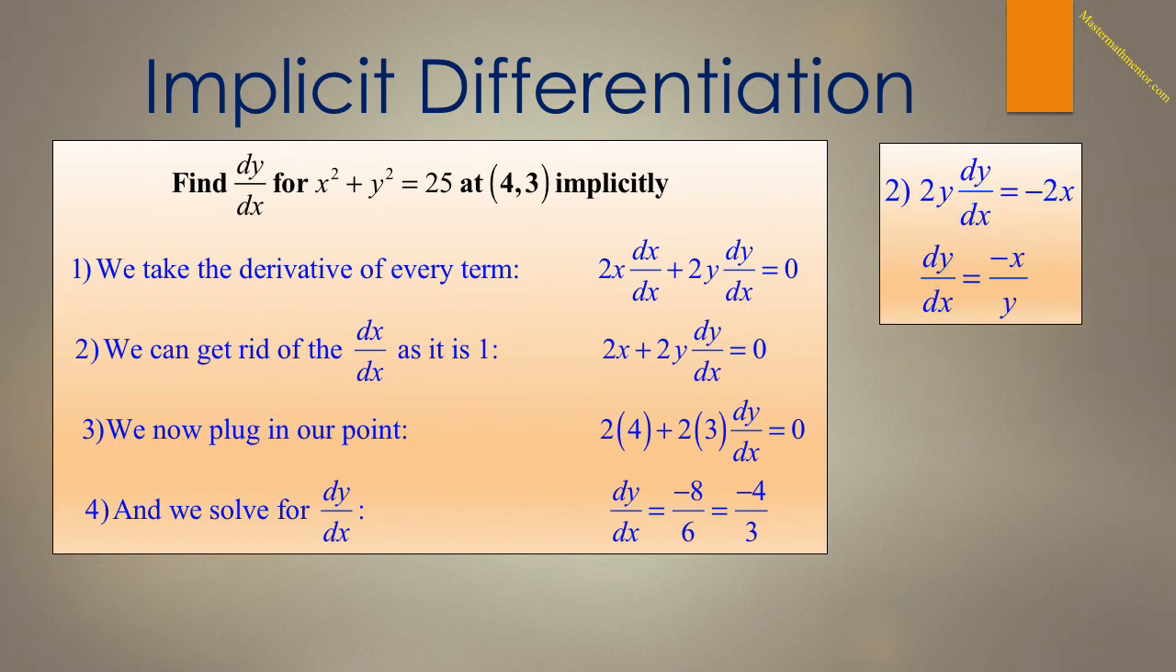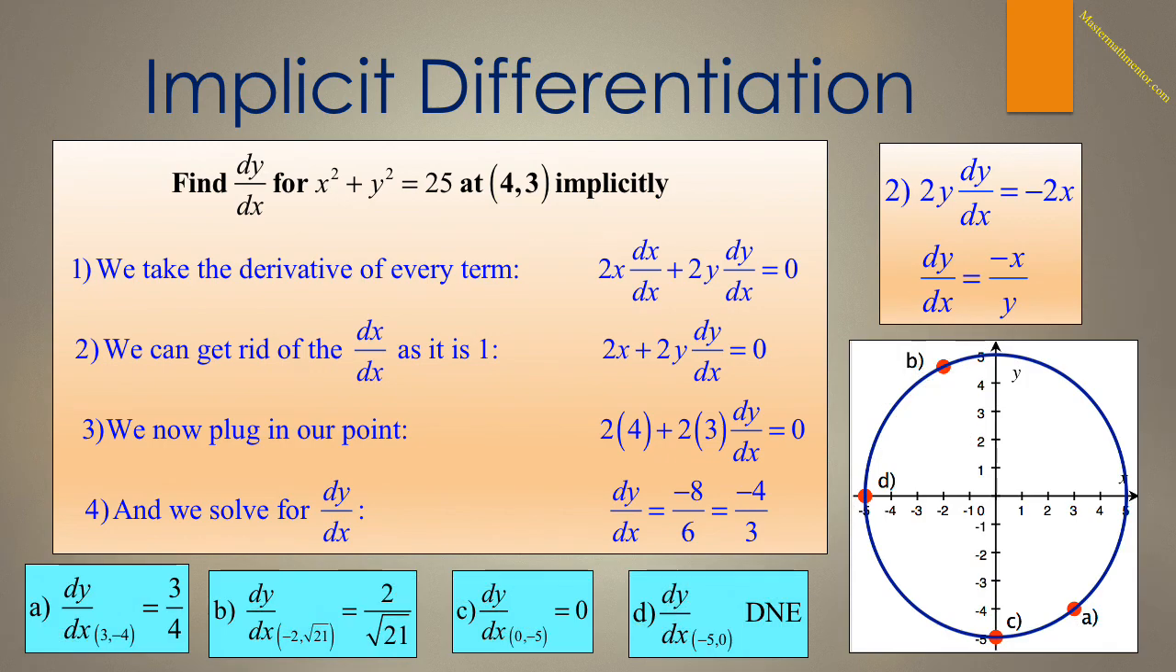In step 3, we plugged in the point (4, 3). However, if we go back to step 2, which stated that 2y dy/dx is equal to -2x, we could solve this for dy/dx, which is equal to -x/y. This is a formula for dy/dx.